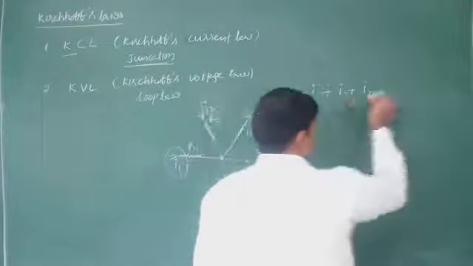The algebraic sum of the potential differences in a closed loop must become 0. That is nothing but sigma V equals 0.